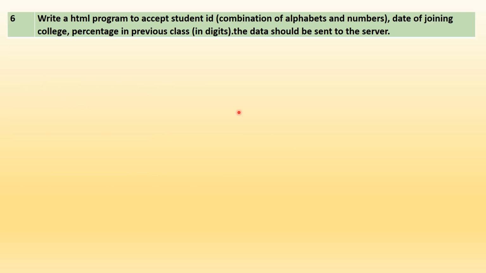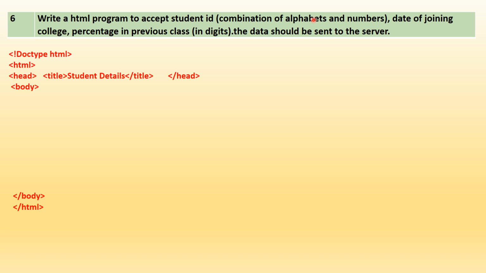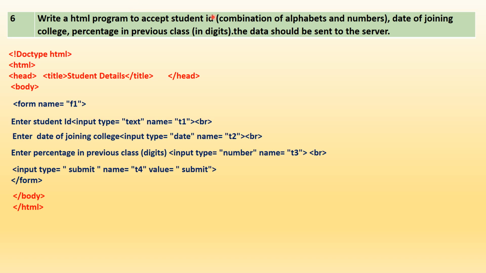In this question, it is about student details. To accept student ID, it's a combination of alphabets and numbers. So what will you use here? Input type equal to text. So this is the basic structure in which the title will be student details. To accept ID, student ID, input type is text. Name given here is T1.